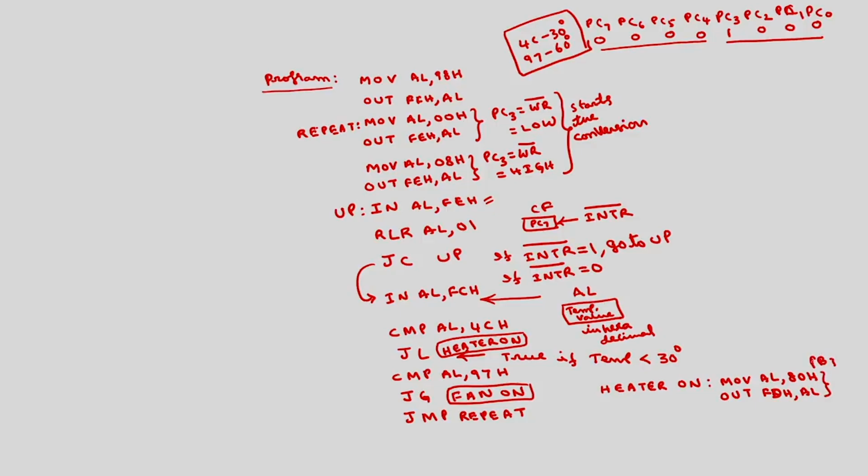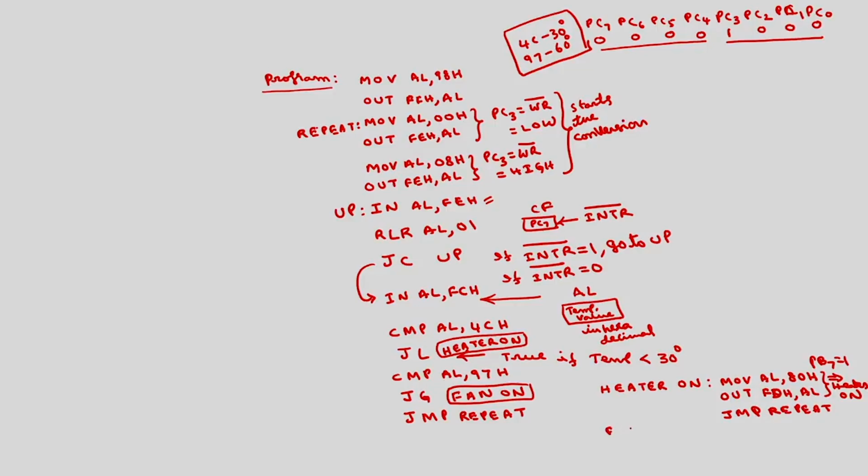PB7 equal to 1 implies heater is on. Then how to do the unconditional jump and repeat the process: jump to the same repeat process.